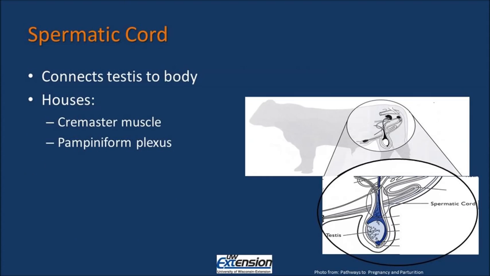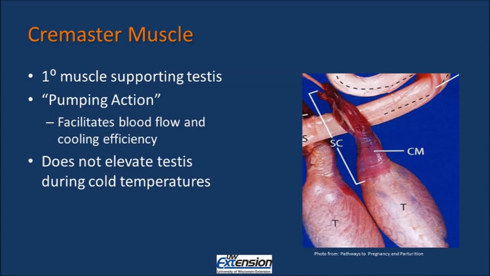The first part of the system is the spermatocord. The spermatocord's main function is to connect the body to the testis, or the testis to the body. The spermatocord is also responsible for holding the cremaster muscle and the pampiniform plexus, each of which we will talk about in more detail. The cremaster muscle is the primary muscle supporting the testis.